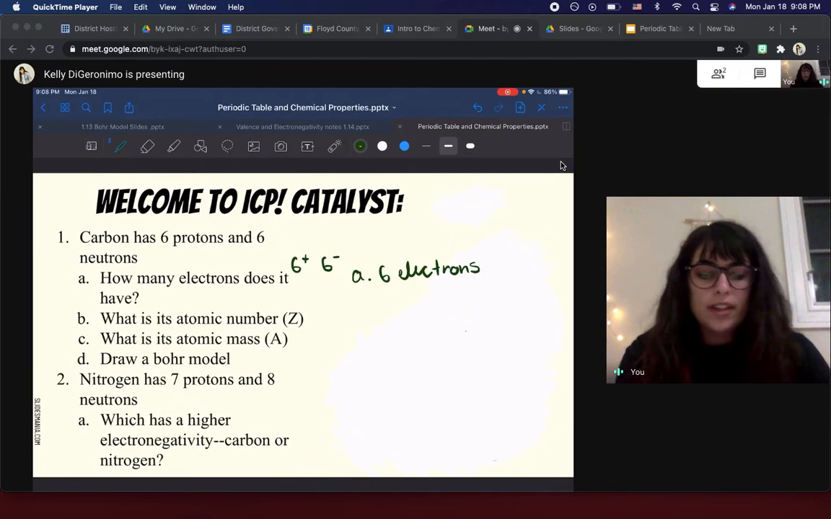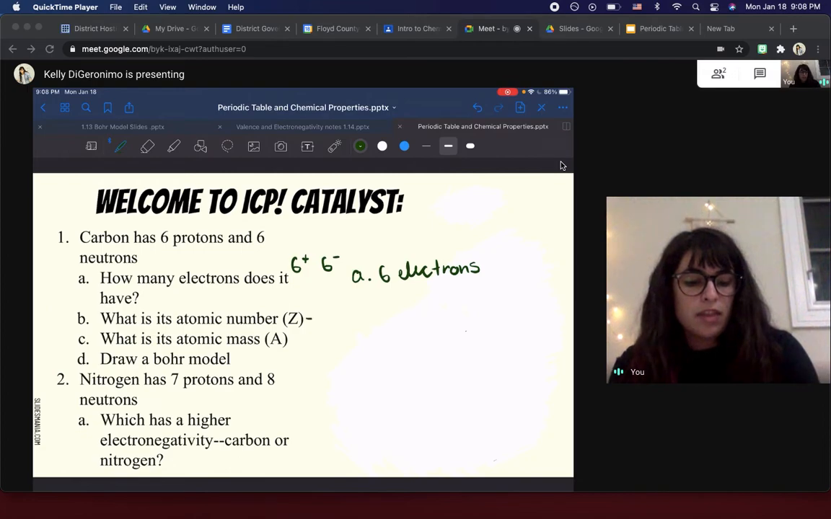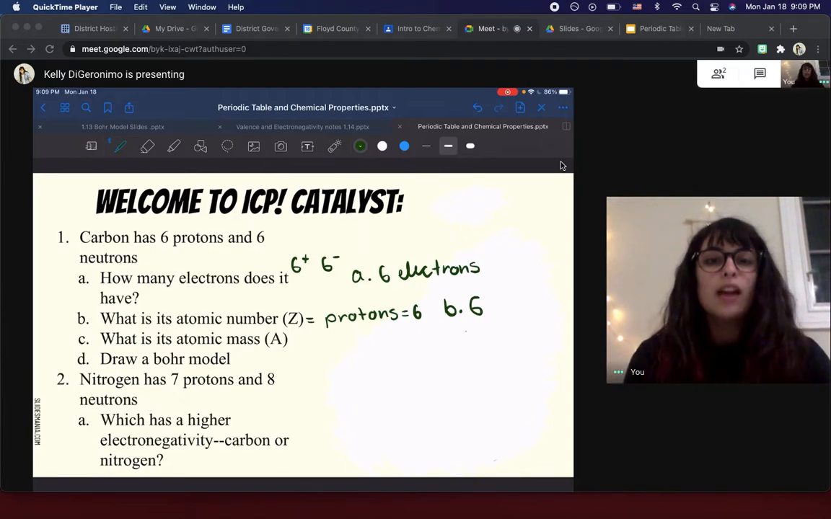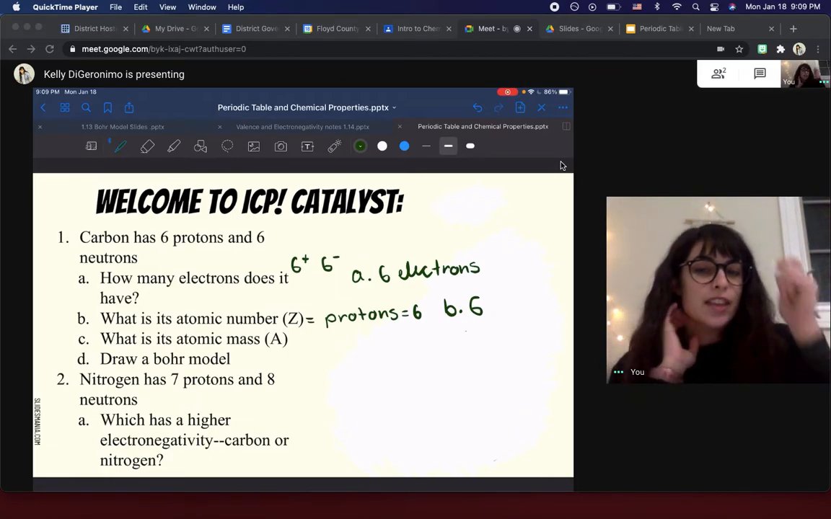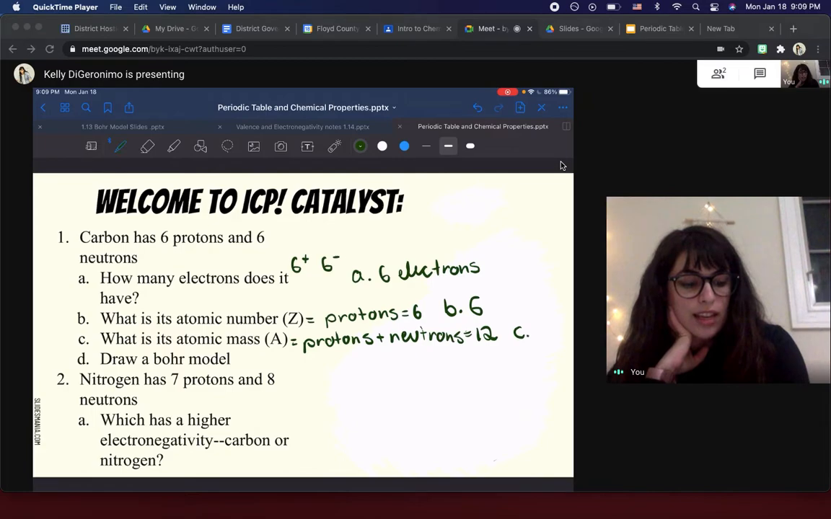Let's do B. What's the atomic number of carbon? Atomic number is the same thing as the number of protons. And we already have the number of protons. It is 6. So our answer to B is 6. C. Do some addition and find the atomic mass of carbon. The numbers that you add together here are protons and neutrons. So you have 6 protons and 6 neutrons, and that's going to give you 12 total atomic mass units. So C is 12 atomic mass units.